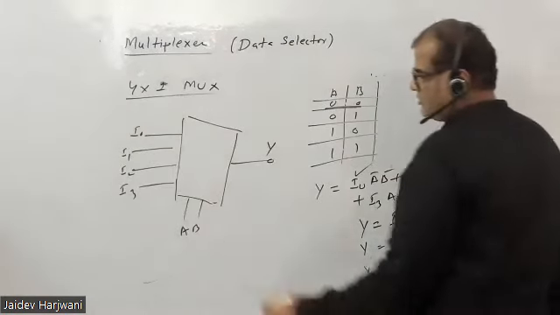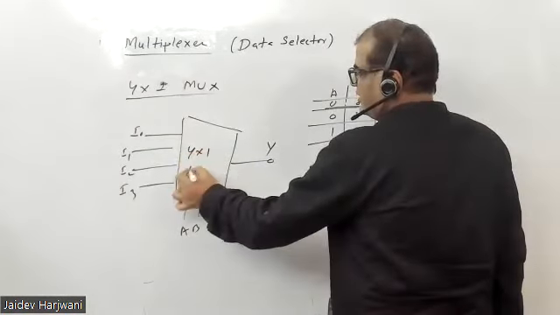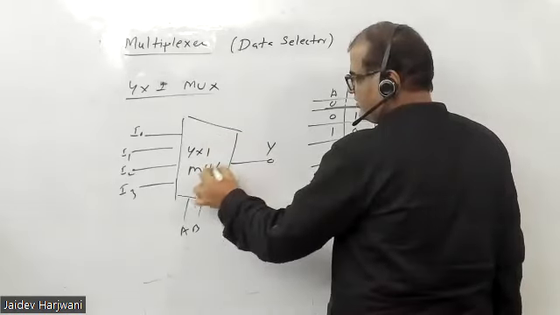Okay, and this is called 2 power 2, that is 4 into 1. 4 are inputs, 1 is output. This is a multiplexer.